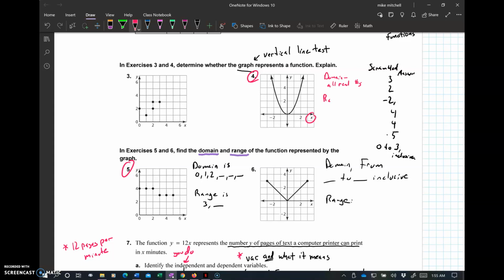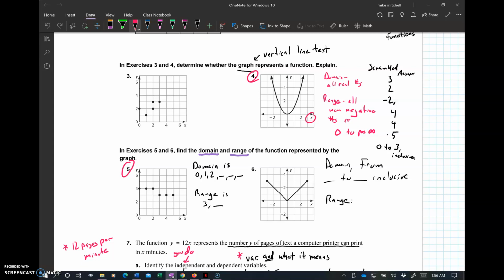The range, a couple of ways you could say this. All non-negative numbers, or 0 to positive infinity. Okay, because it keeps on going up and up and up.